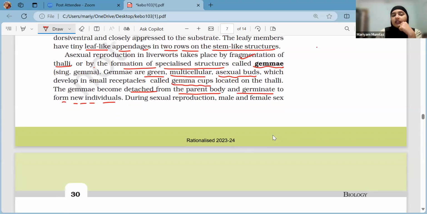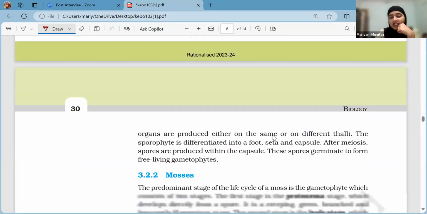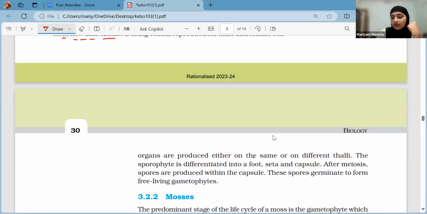So it is produced on the parent's body only, but after that it will detach and develop into a new organism. Now, during sexual reproduction, male and female sex organs are produced either on the same or on different thalli. If produced on different thalli, one will be male and one will be female. Now, the sporophyte is differentiated into a foot, seta, and capsule. This is their body differentiation. Instead of being differentiated into roots, stems, and leaves, they are differentiated into foot, seta, and capsule. Now, after meiosis, the spores are produced within the capsule. Then these spores germinate to form the free-living gametophytes.